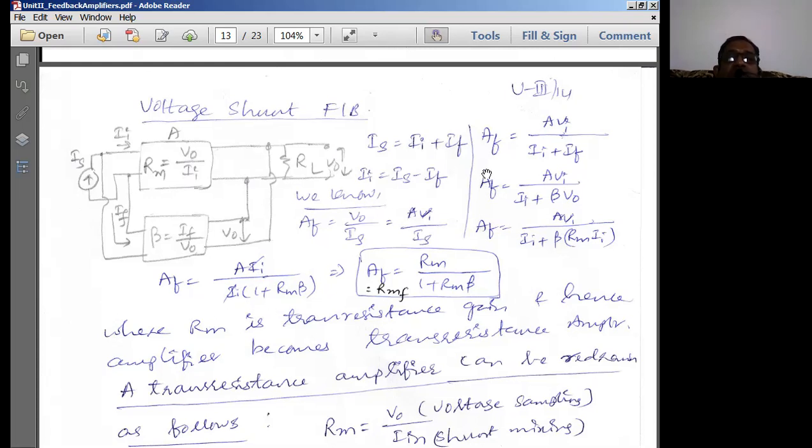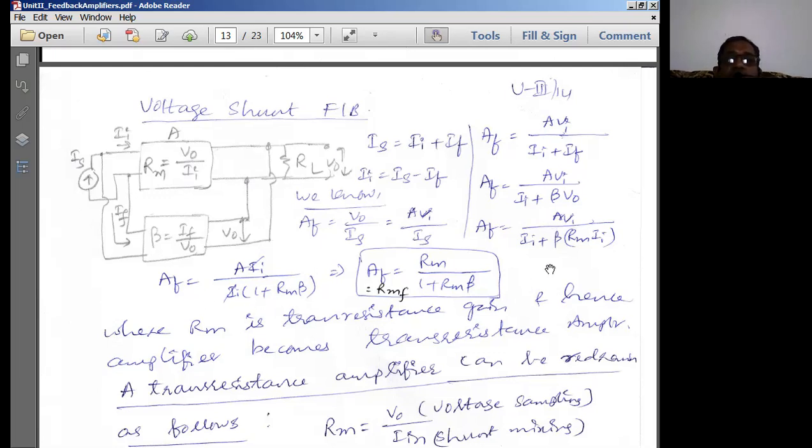What can I write IF as? IF is equal to beta times V naught. Because to the beta network, what is the input? V naught. What is the output? IF. So therefore, IF is equal to beta times V naught. This V naught I can write as V naught equal to RM into II. So on the numerator part, I can write this as RM into II.